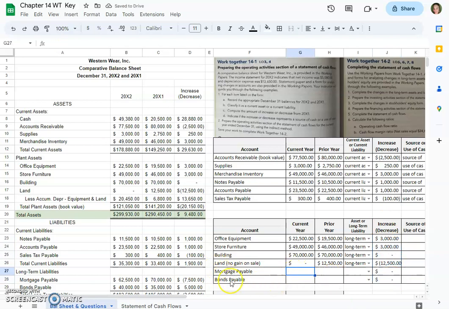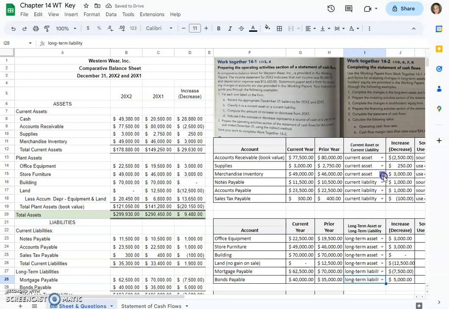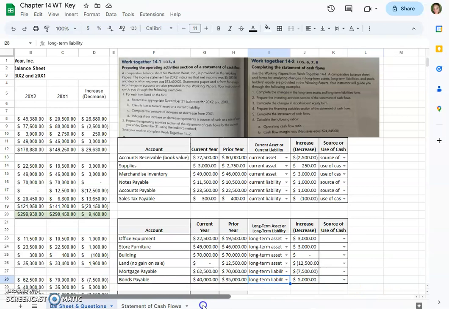Okay, now we have two liabilities. We know that because they say payable or because they're in the liability section, right? So we have mortgage payable equals, we'll click on that amount, $62,500. Bonds payable is right below it, so we can autofill down and then autofill over. These are long-term liabilities. And if we made this a little bigger, we could see the rest of the words, right? Okay. And now we will come over.